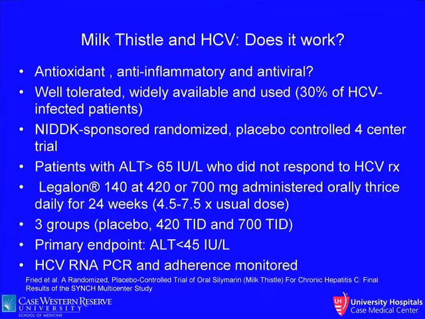Four centers basically gave their patients who had an ALT greater than 65 a medication called Legalon, which is silymarin, at the dose of 420 or 700 milligrams administered 3 times daily. And there were basically 3 groups, those 2 doses plus a placebo group. The primary endpoint here was only a reduction in ALT to less than 45. So understand that this does not include histology and does not include any objective measures of liver tissue improvement. They also monitored hepatitis C RNA-PCR because there's some thought that perhaps silymarin has some antiviral properties.